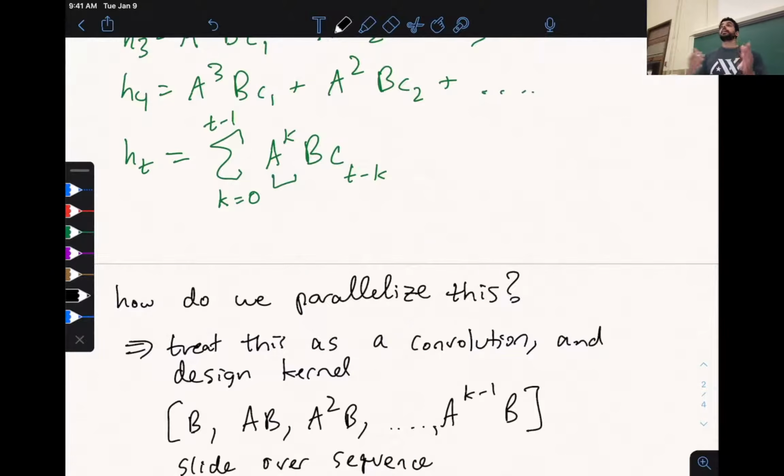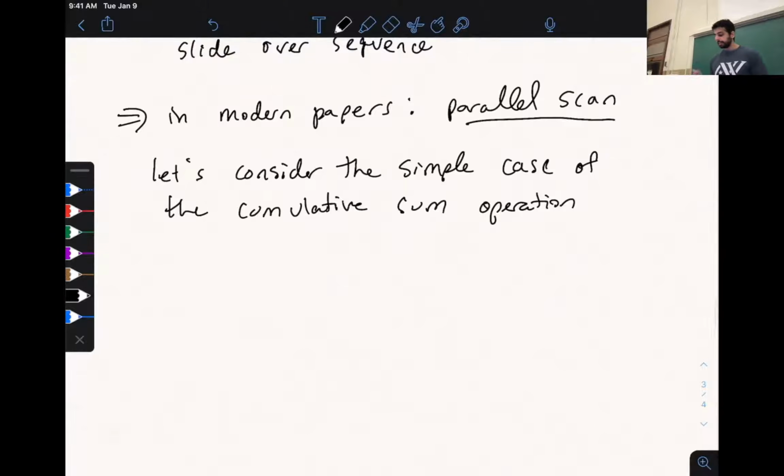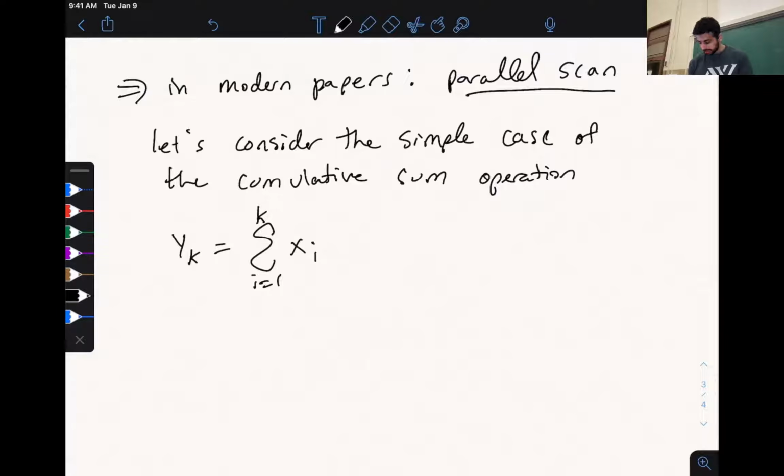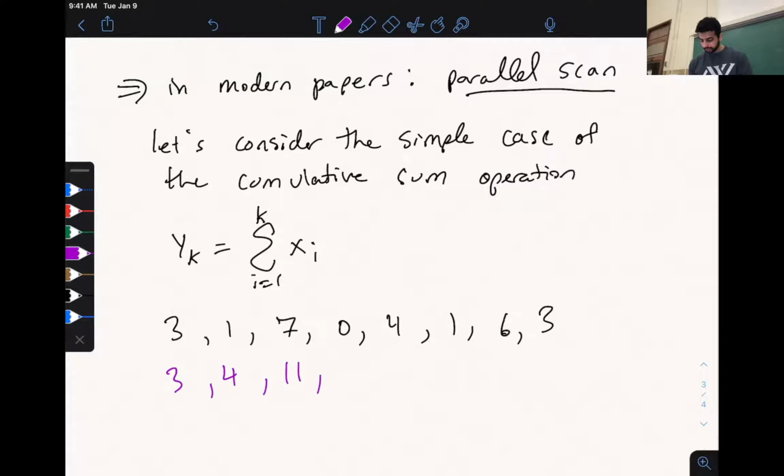As you can see, this is also a sum of some terms. So how are we going to implement this with parallel scan? Let's make it a little more concrete. Here, we're just saying that the current element of this vector is a sum of all of the previous terms as well as the current term. We're just going to deal with scalars for this example. Y at position k is a sum of all the elements from 1 to k of the input sequence. So if I had this sequence, let's say 3, 1, 7, 0, 4, 1, 6, 3, then my ideal outcome here would be 3, 4, 11, 11, 15, 16, 22, 25, right?